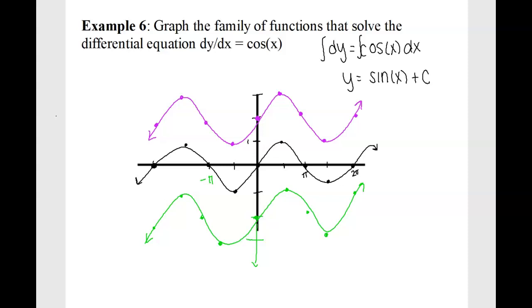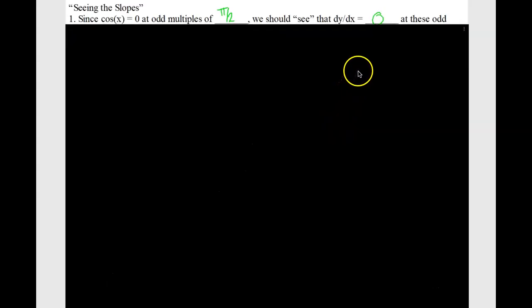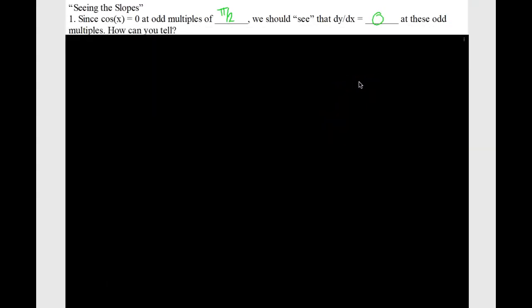All right. So the first question is about the slopes. And it's easier for you because you can see your graph as we talk through this. So it says, since the cosine of x is 0 at odd multiples of pi halves. So again, that should make sense. The cosine is 0 at odd multiples of pi halves. That would mean that the slope is 0 at these odd multiples.